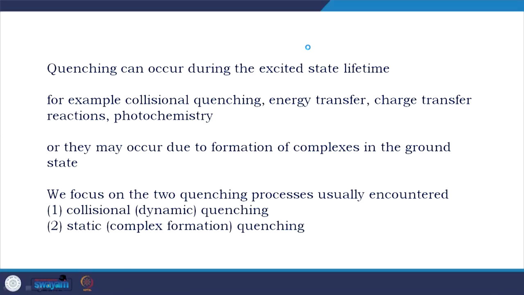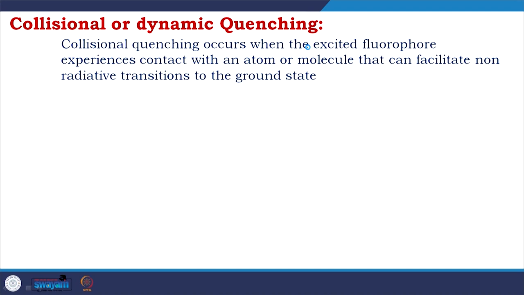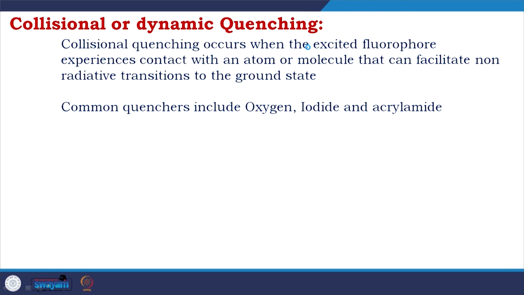We will focus on two types of quenching. One is collisional or dynamic quenching, another one is static quenching. So, in collisional they keep interacting, in static they form complexes. Collisional or dynamic quenching. Collisional quenching occurs when the excited fluorophore experiences contact with an atom or molecule that can facilitate non-radiative transition to the ground state. Some common quenchers include oxygen, iodide ion, and acrylamide.